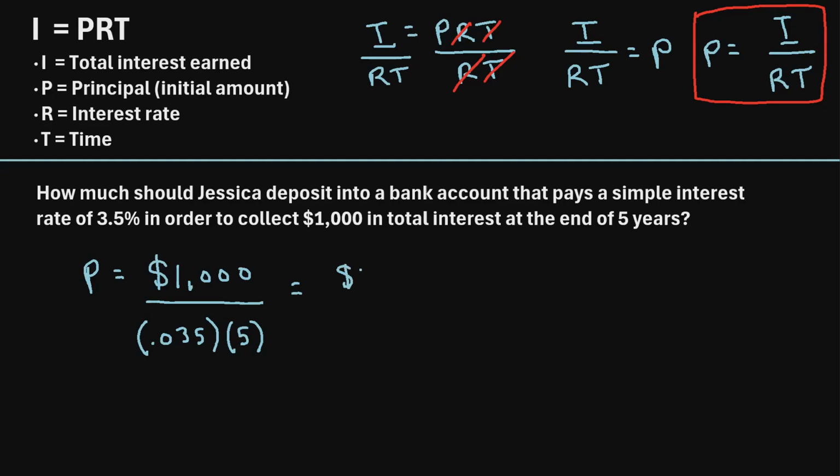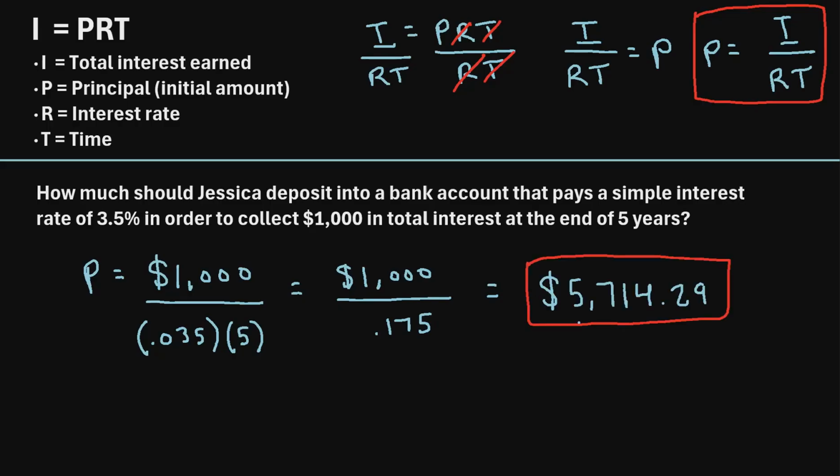So if we multiply this out, we get $1,000 divided by 0.035 times 5. If you punch that into a calculator, that turns out to be 0.175. And then if you do $1,000 divided by 0.175, that turns out to be $5,714.29. So that is how much Jessica needs to deposit into the account in order to collect $1,000 in total interest at the end of 5 years.